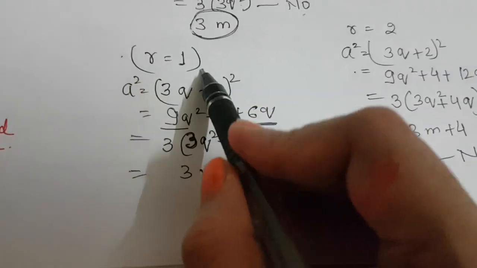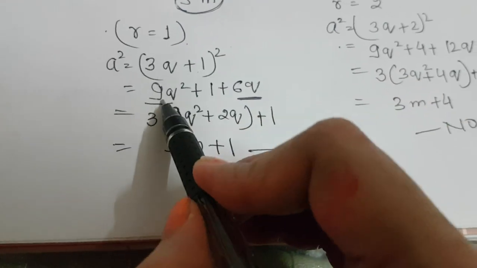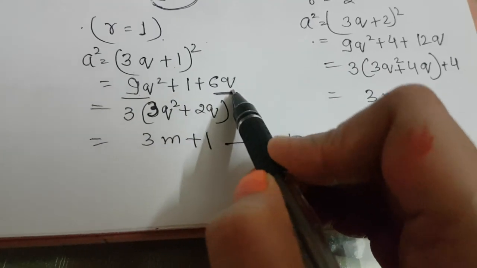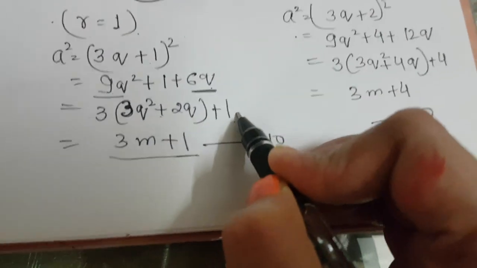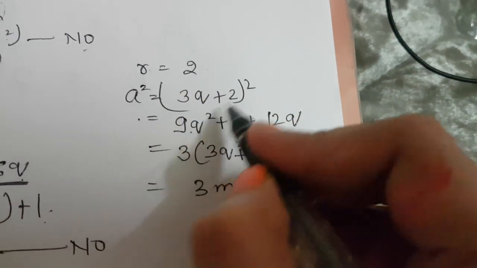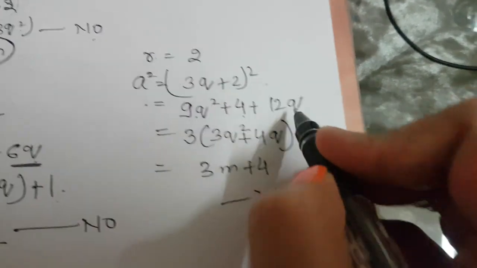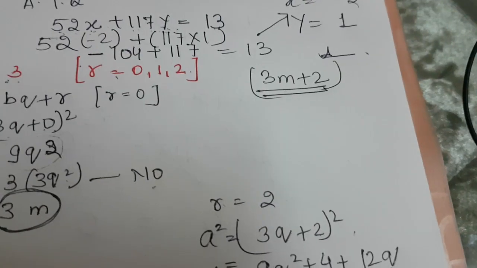Now take r as 1. So (3q plus 1) square. Identity: a square plus b square plus 2ab. This is also coming in the form of 3m plus 1. Then take r as 2. So again a square plus b square plus 2ab. This is also coming in the form of 3m plus 4, not in the form of 3m plus 2.